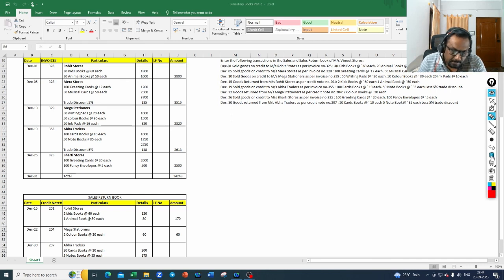Next, sold goods to Mega Stationers as per invoice number 329: 50 writing pads at 20 rupees, 50 color books at 30 rupees each, 20 ink pads at 16 rupees each. So 50 writing pads at 20 rupees, 50 into 20, 1,000. 50 color books at 30 rupees each, 50 into 30, 1,500. 20 ink pads at 16 rupees, 20 into 16, 320. So put together 2,820. Right? That's all. No trade discount given here. Correct? Yes, no trade discount. Let us move on to the next points.